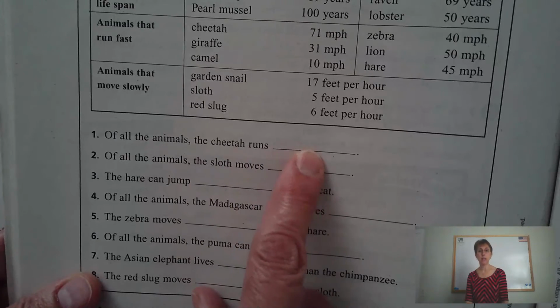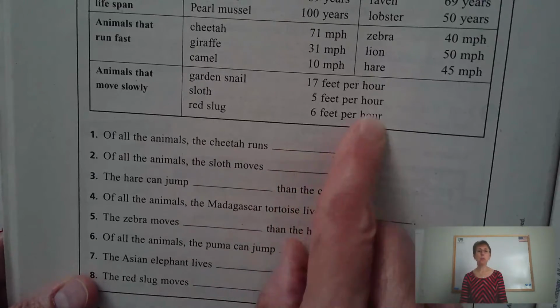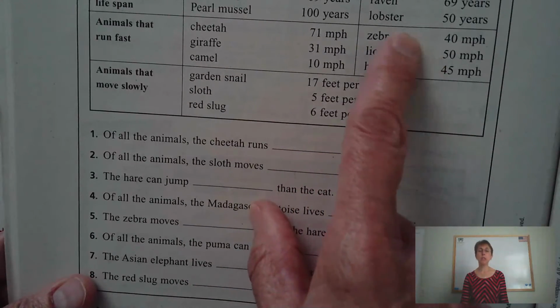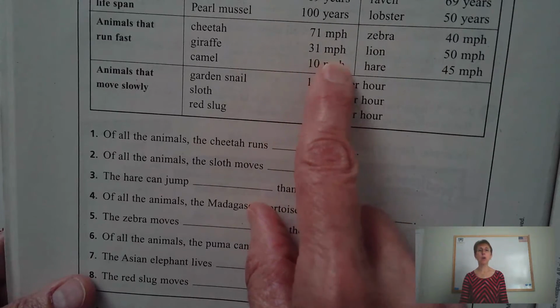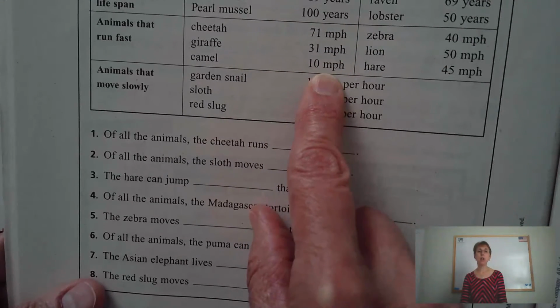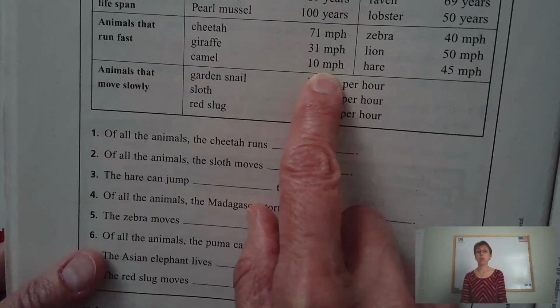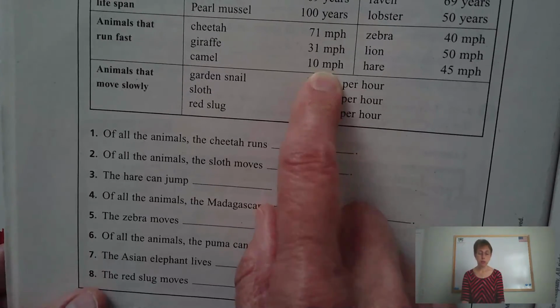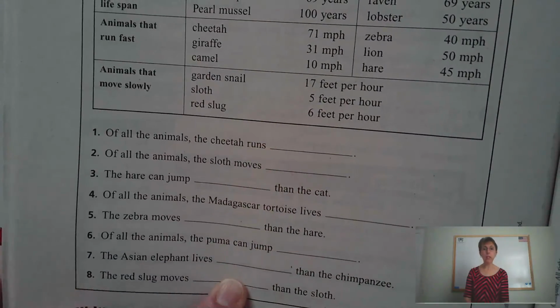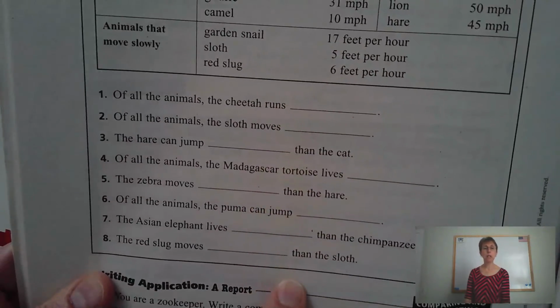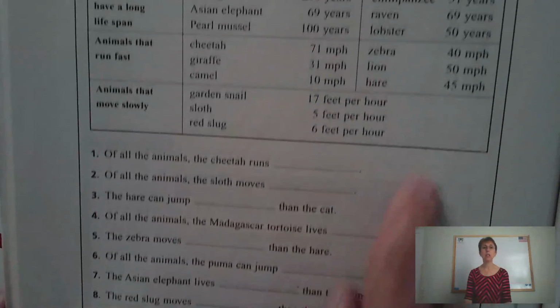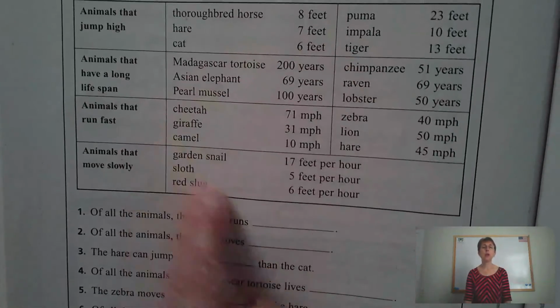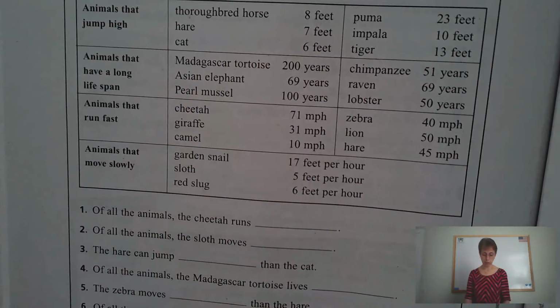It is the fastest. Okay, we could say, just the opposite here, looking at the camel. Of all the animals, the camel runs what? The slowest. Okay, the camel runs slowest. All right, so you get the idea that in order to fill in the adverbs that are missing here in these 8 sentences, you need to refer back to the information that's given in this chart.